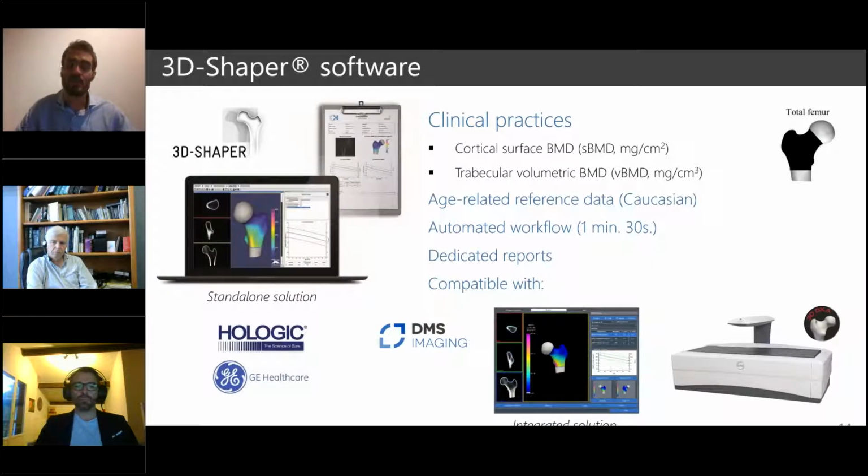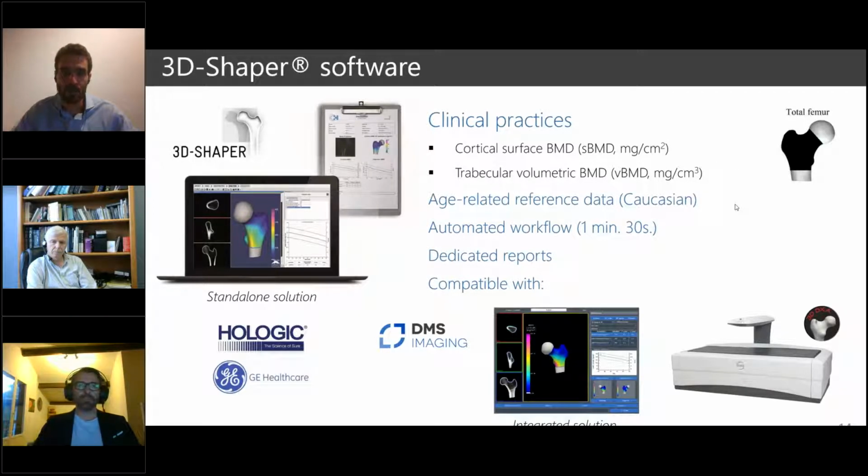So we integrated those methods in a software, 3D-Shaper, that can be used in clinical practices. For clinical practices, we wanted to make it easy, so we provide only 2 measurements, one for the cortical bone and one for the trabecular bone: the cortical surface density and the trabecular volumetric density at the total femur region of interest.